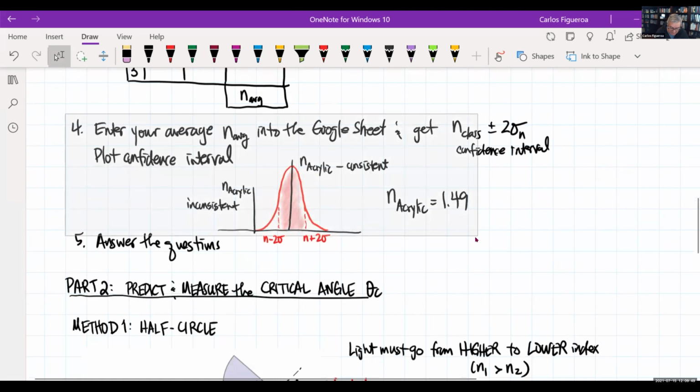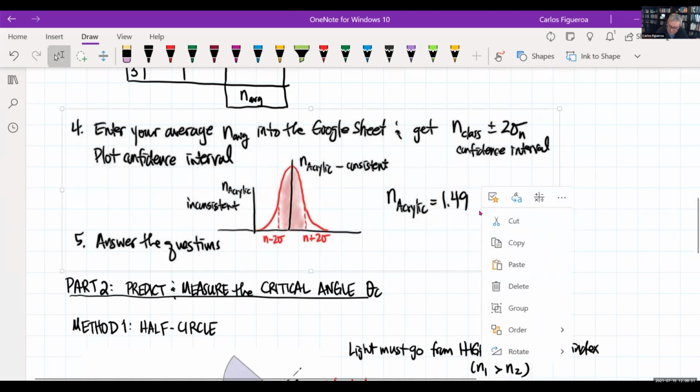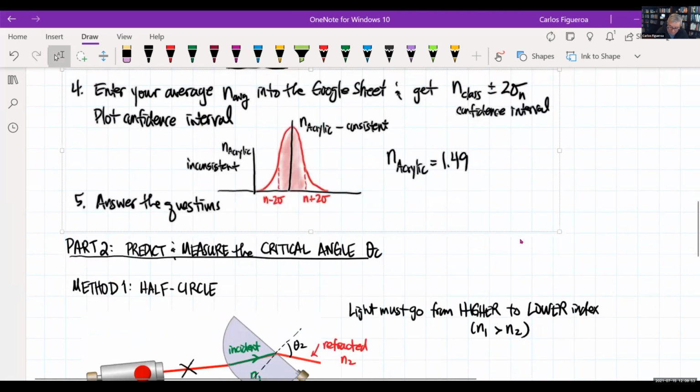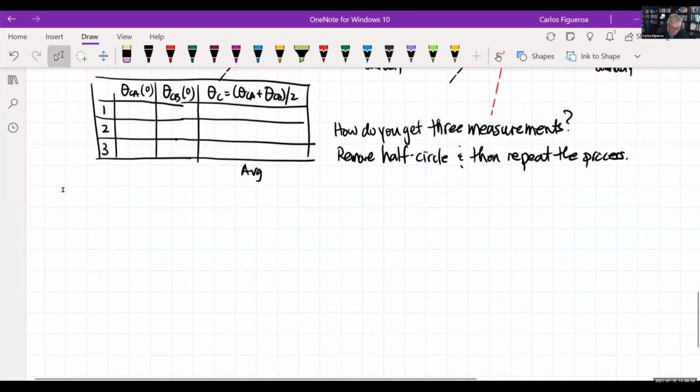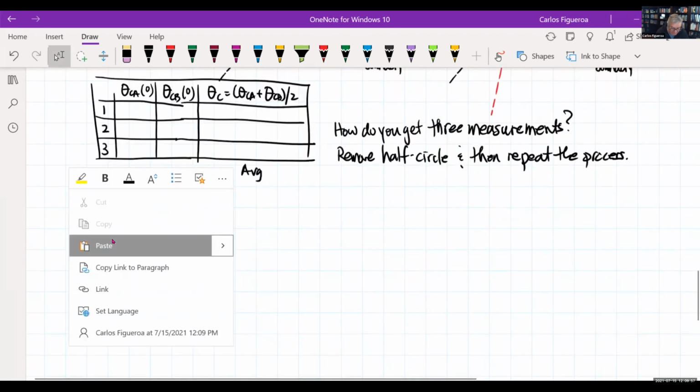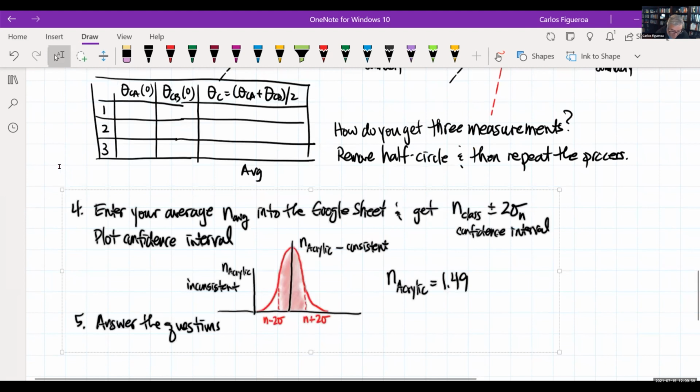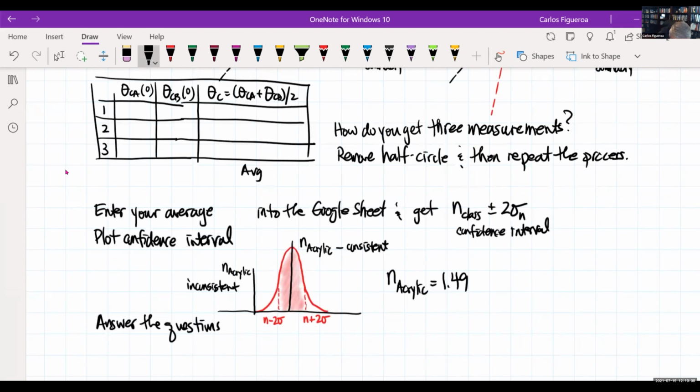Dude, it's the exact same thing as right here. There's no difference. I could come in here and it's always the same. Okay? So in this case, now what do I want you to do? Enter your average theta critical into the Google Sheet.